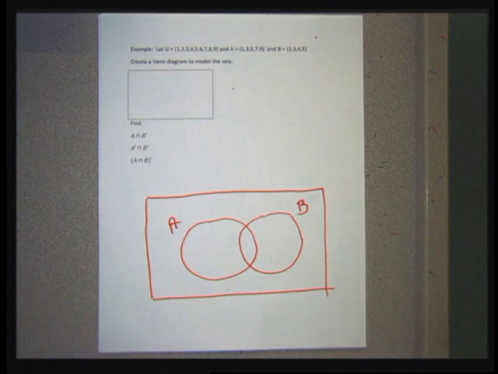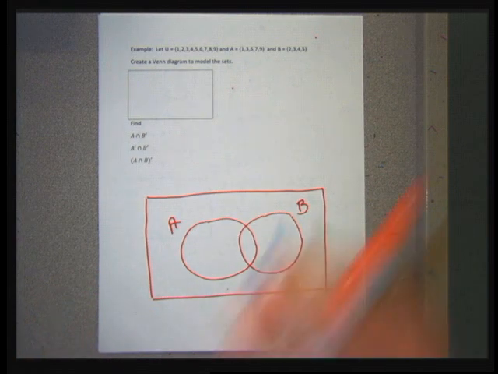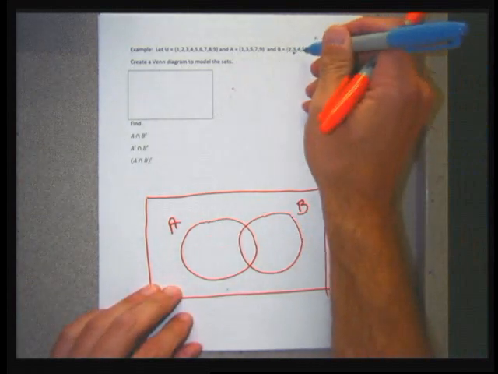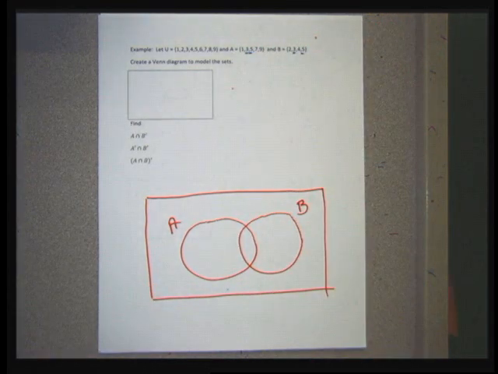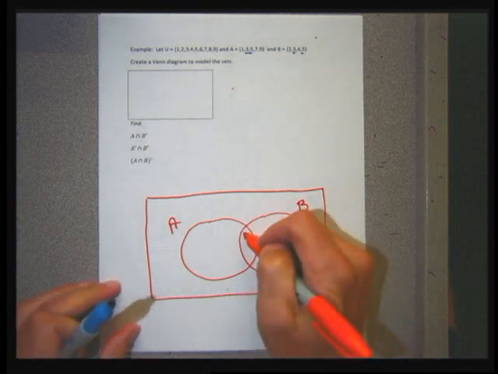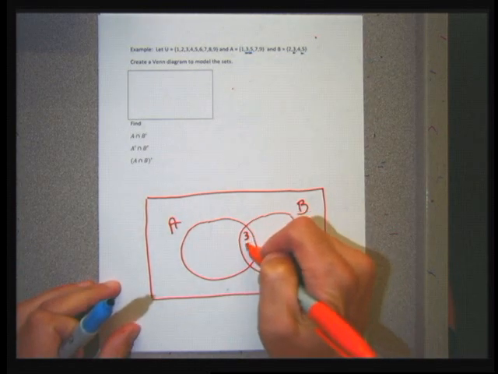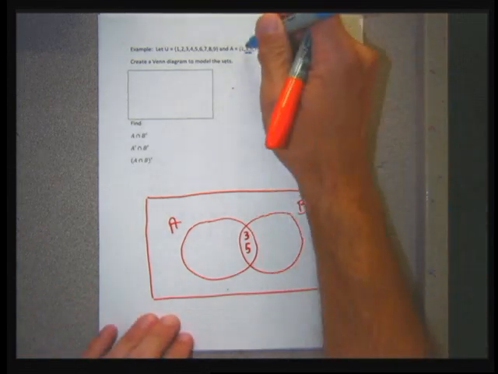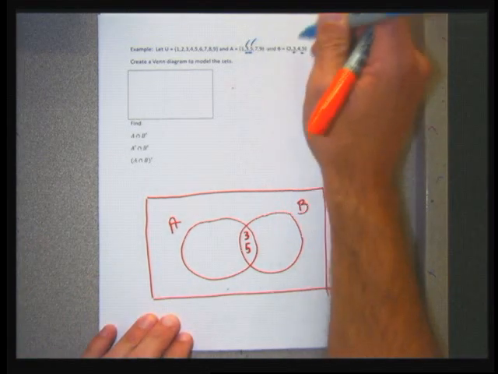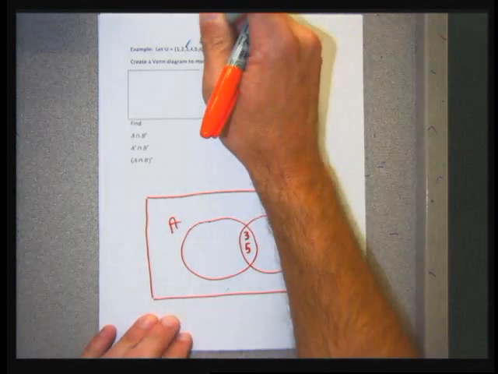I need to fill in the numbers 1 through 9. What I fill in first is where the A and the B overlap. A and B both have the numbers 3 and 5. I'm going to put those numbers in first. So I'm drawing the picture of the universe, and I'm starting off by writing the numbers that they have in common, putting them where the circles overlap. So I put 3 in and 5 in.